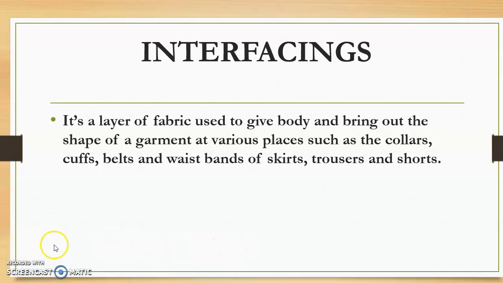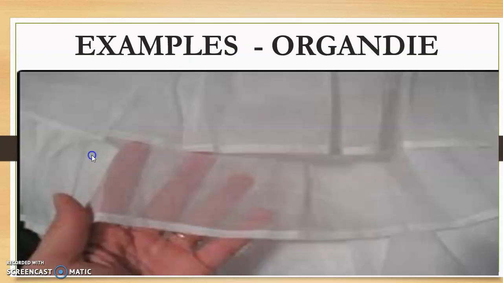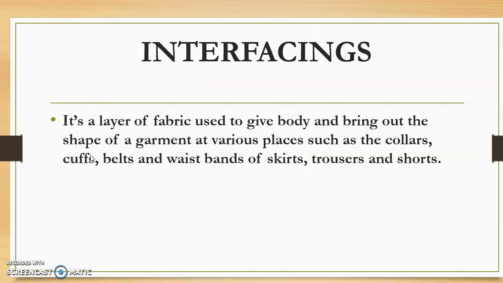Then we have interfacings. What is an interfacing? It's a layer of fabric used to give body and bring out the shape of a garment at various places, such as the collars, cuffs, belts, and waistbands of skirts, trousers, and shorts. I hope you know where cuffs are found. Cuffs, yes, on long sleeve shirts. The edge where we have the button that we close.